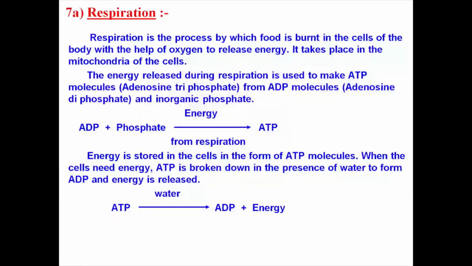Respiration is the process by which food is burnt in the cells of the body with the help of oxygen to release energy. It takes place in the mitochondria of the cells. The energy released during respiration is used to make ATP, adenosine triphosphate, from ADP, adenosine diphosphate. Tri means 3, di means 2.